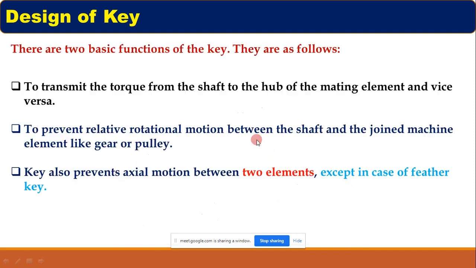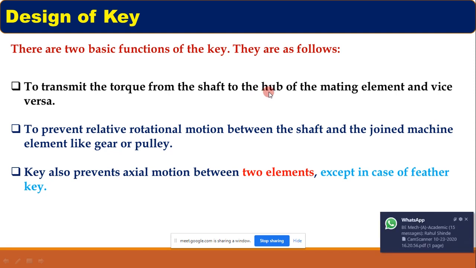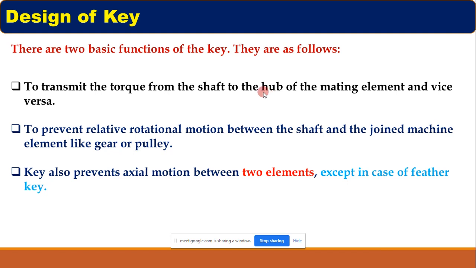Next, there are two basic functions of the key. First is to transfer the torque from shaft to the hub. Whenever I say hub, you consider it may be the hub of a pulley, gear or coupling. So the basic function of this key is to transfer the torque from shaft to hub of the mating elements, or vice versa, that is torque can be transmitted from hub of the mating element to the shaft, like in a coupling.